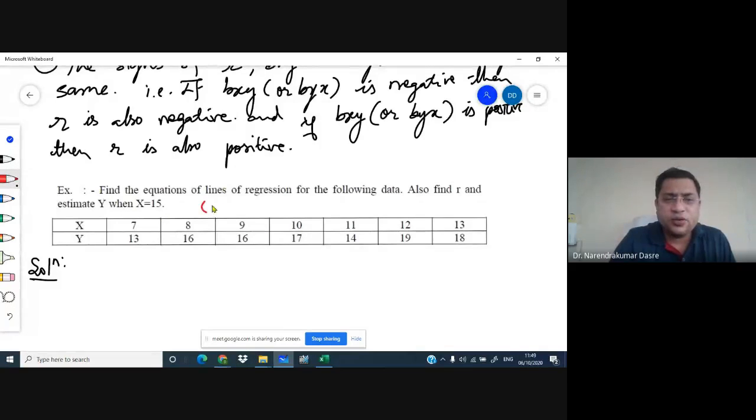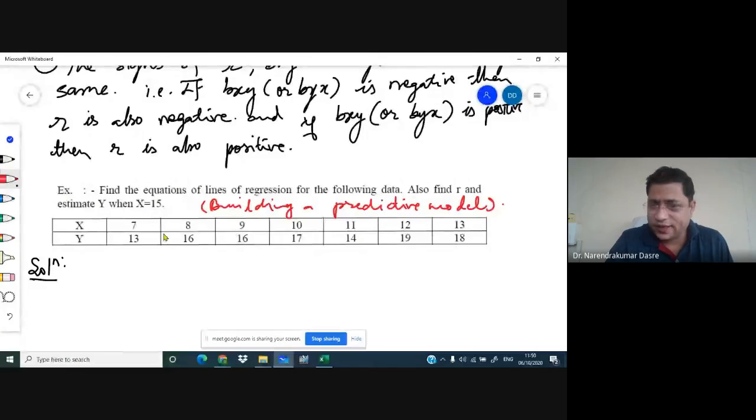So what we are building, we are actually building a predictive model. Our solution will contain a predictive model for this data, and then we are able to calculate what is going to happen at this X.